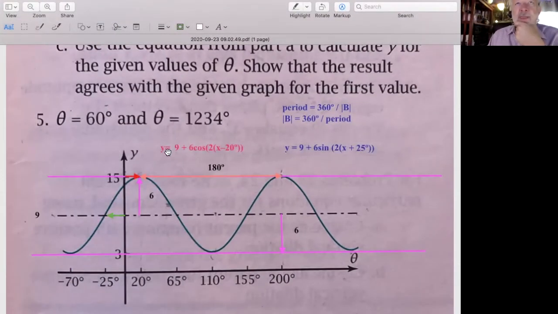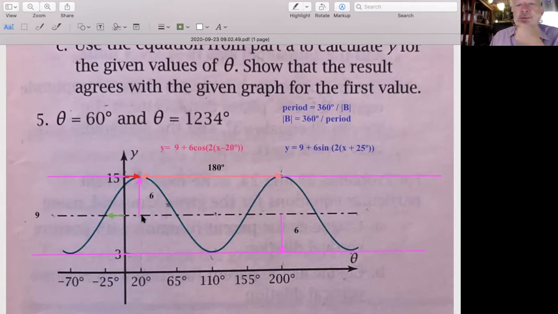Absolutely. This number right here is the vertical shift, right? The vertical translation. It is 9 spaces up. How do I know that? Because this is where the midline would be on the parent graph, and it goes up here. This is where the midline went, and that's at 9. So the parent graph has to be moved up 9 spaces to get to here.